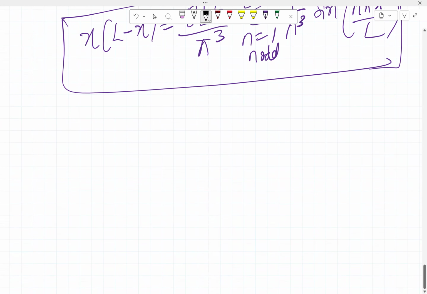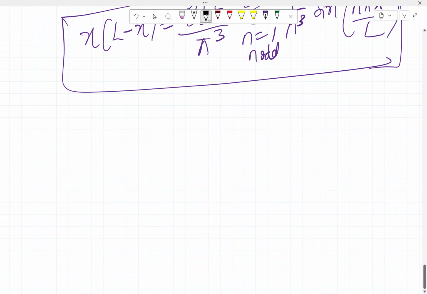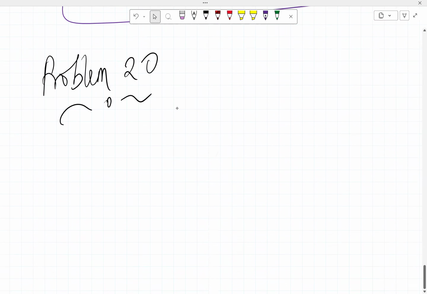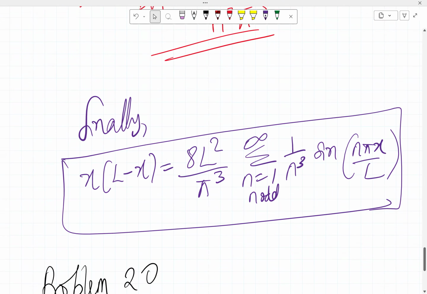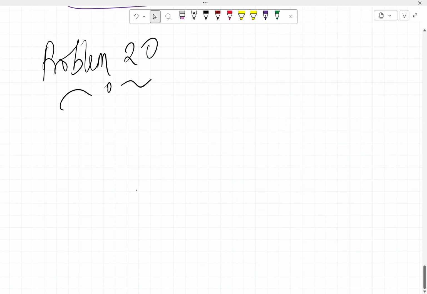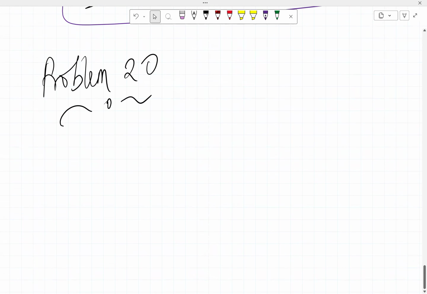Okay, so let's move on to problem 20. So problem 20 now. For problem 20, this is the final answer again, in case I was too fast to move away from that. This is the final answer for Fourier for x into L minus x. So for problem 20, finally, we then have this.